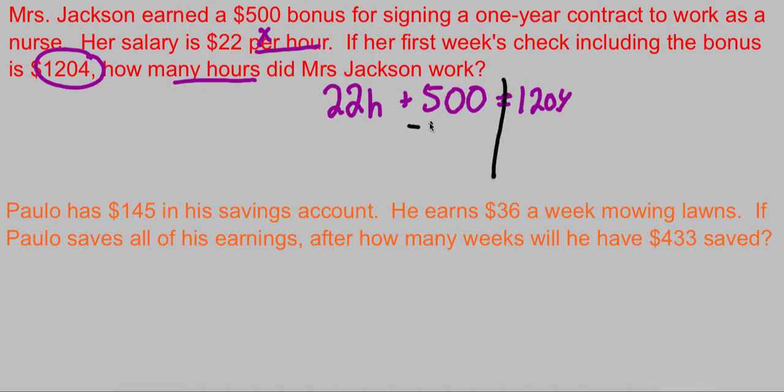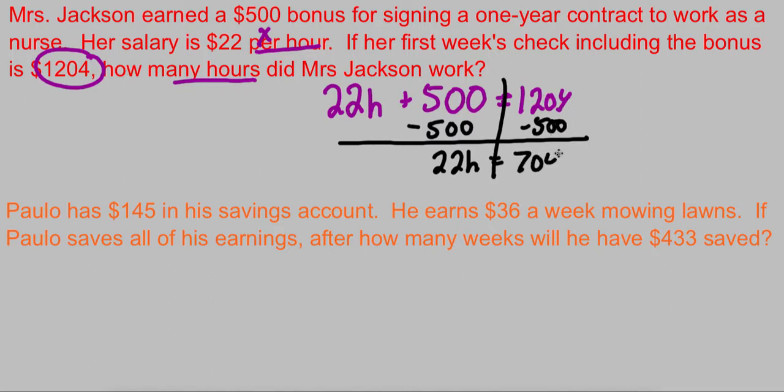Now you're ready to solve. Be ready to tell me how many times 22 goes into 704 here in just a minute. So 1204 minus 500 is 704. So we now have to divide by 22.